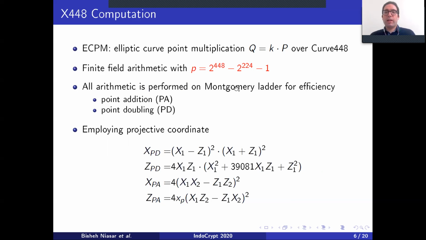We use the Montgomery ladder to increase our efficiency. Based on the Montgomery ladder structure, one point addition and one point doubling should be performed in each iteration of the ladder. We use projective coordinates for this computation, and as you see, the required equations for computing the X and Z coordinates for projective coordinates of point addition and point doubling are mentioned here.